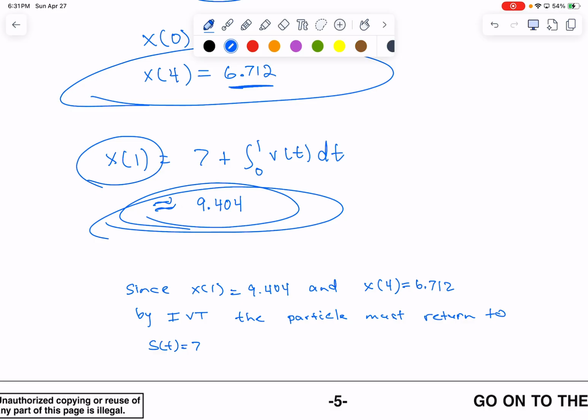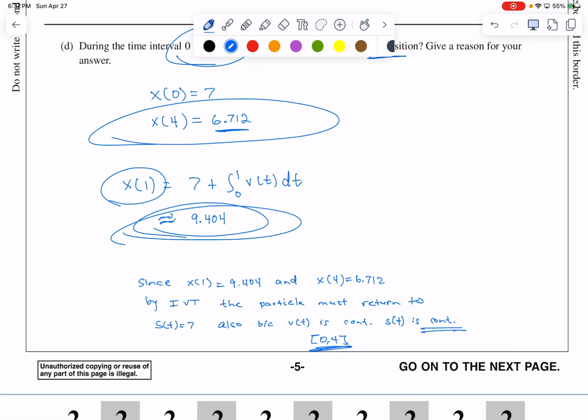Because I looked at velocity, and if velocity is continuous, what has to be continuous? Position has to be continuous if your derivative is continuous, because that means that the original function was differentiable. So you would say also because v of t is continuous, s of t is continuous. And you only care about continuity from 0 to 4, the closed interval. That's a requirement of IVT. Okay, there you go. Number 1 is done.